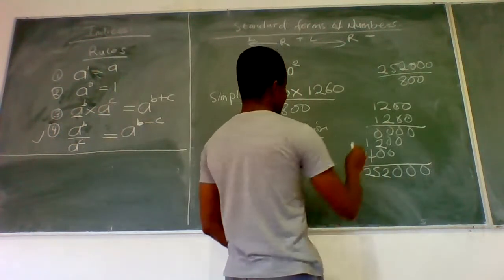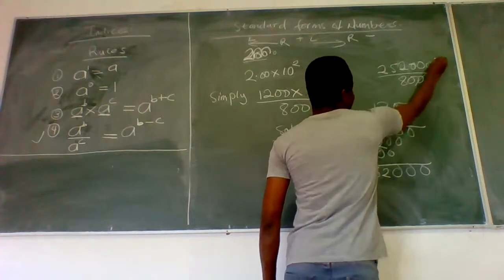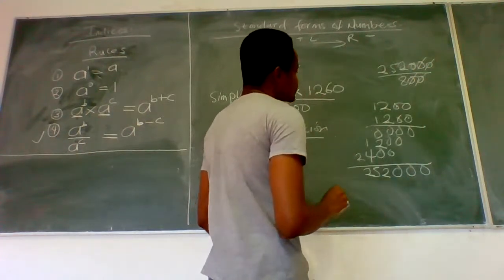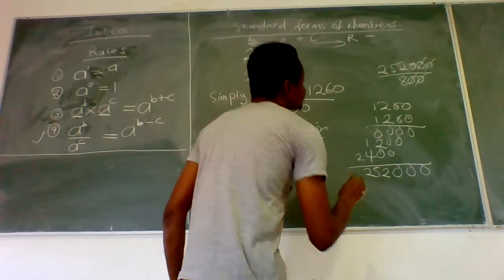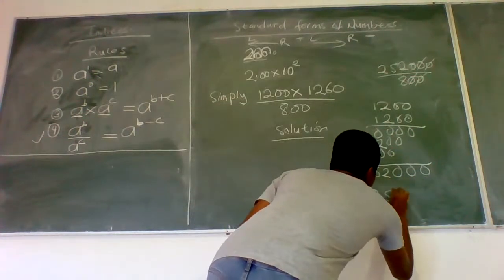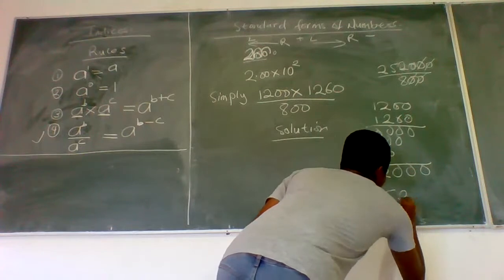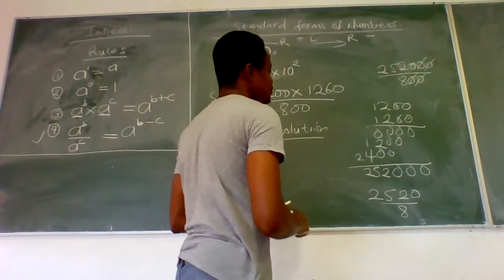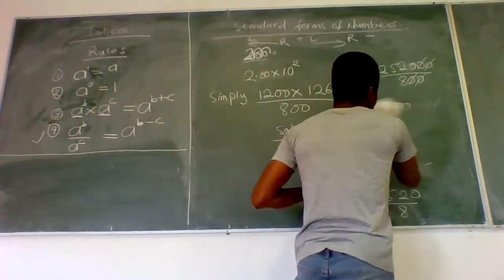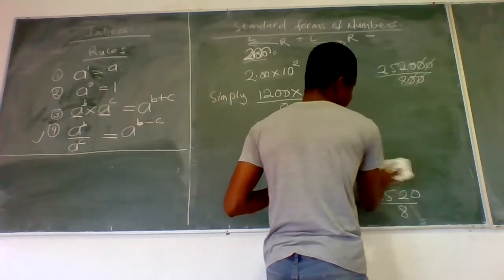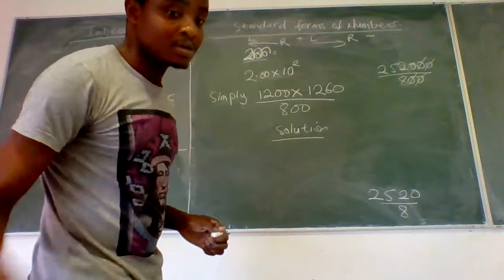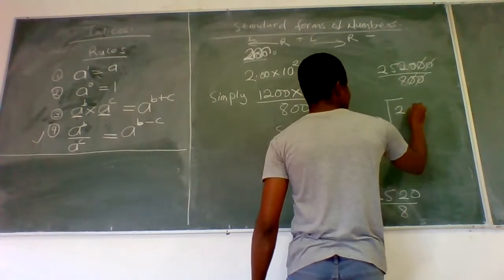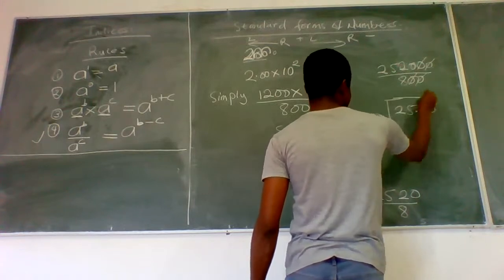So you will see that this will cancel this, and then this also will cancel this. So we have 2520 divided by 8. So this one I can use long division to simplify. So we have something like this: 2520 divided by 8.